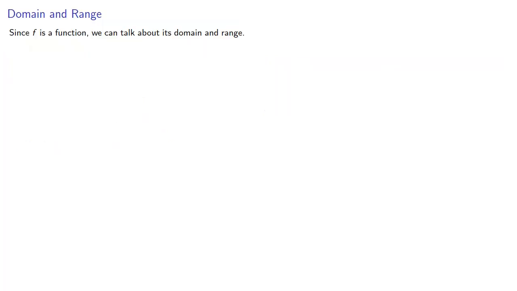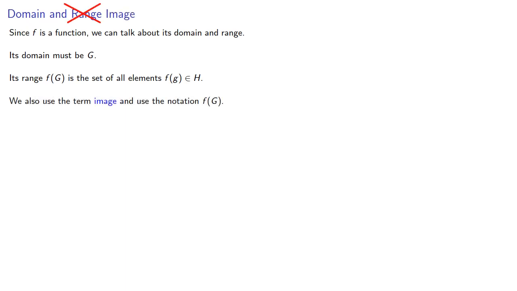Since f is a function, we can also talk about its domain and range. Its domain has to be the group G. Its range, f of G, is the set of all elements f of g in H. Now, when we're talking analysis, we talk about domain and range. When we talk about abstract algebra, we tend to use the term image and the notation f of G. And here's an important idea. While f of G, the image, is a subset of H, it might not be all of H.